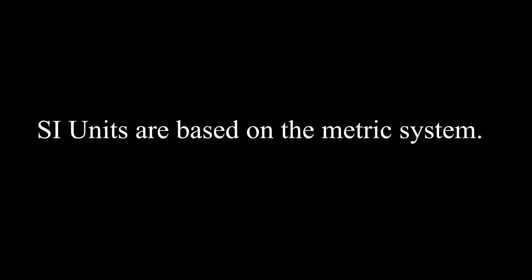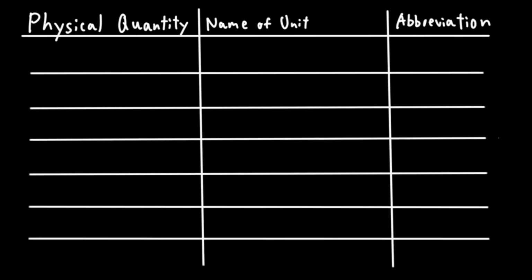Now let's move on to SI units. What are SI units? SI units are the International Science Units, or units that are used internationally for scientific purposes. SI units are based off of the metric system. Now let's begin with the units. Mass is associated with kilogram, which is abbreviated as kg.